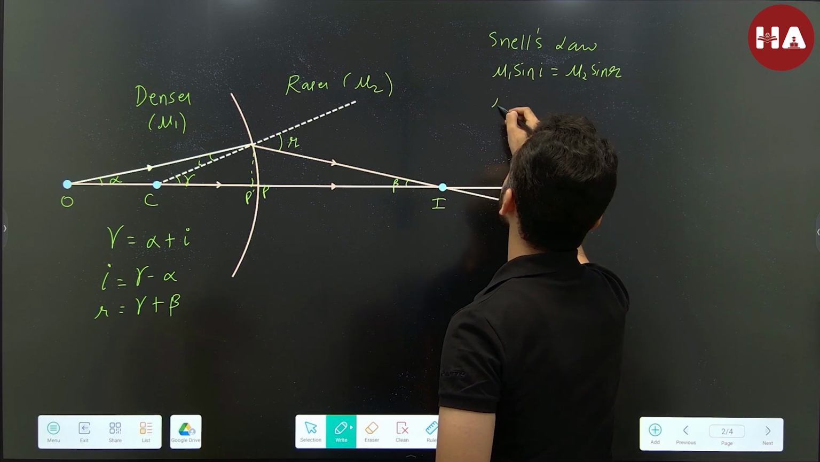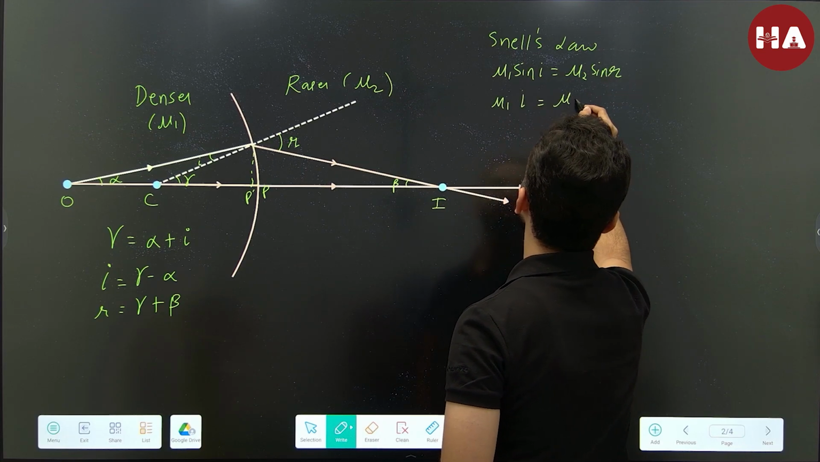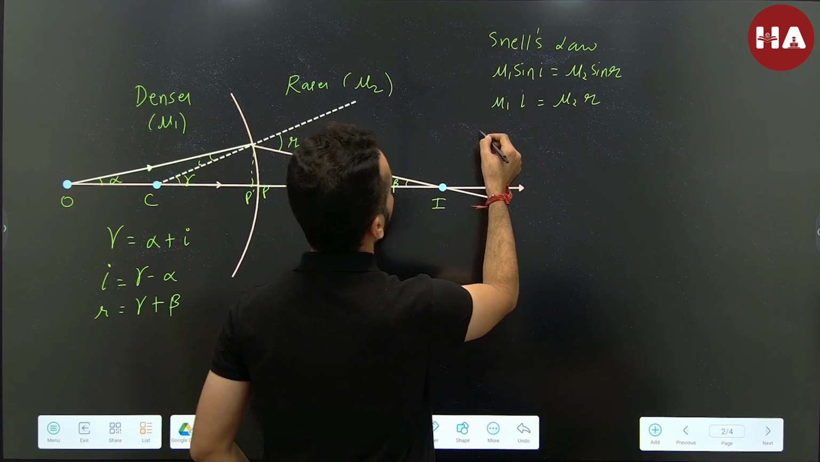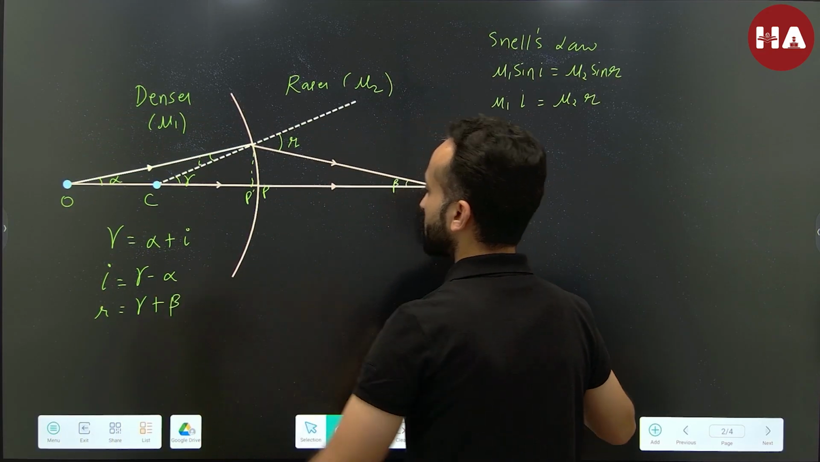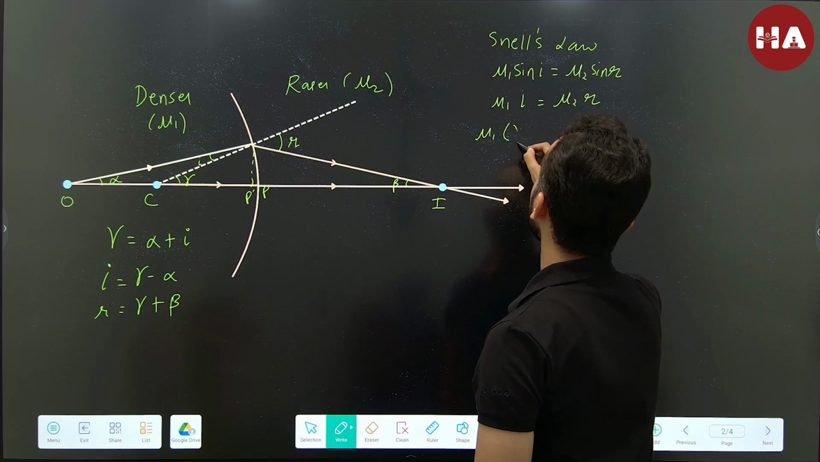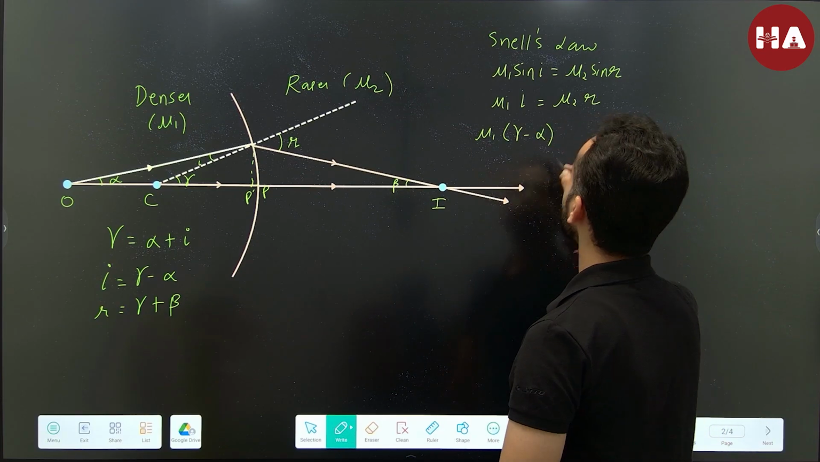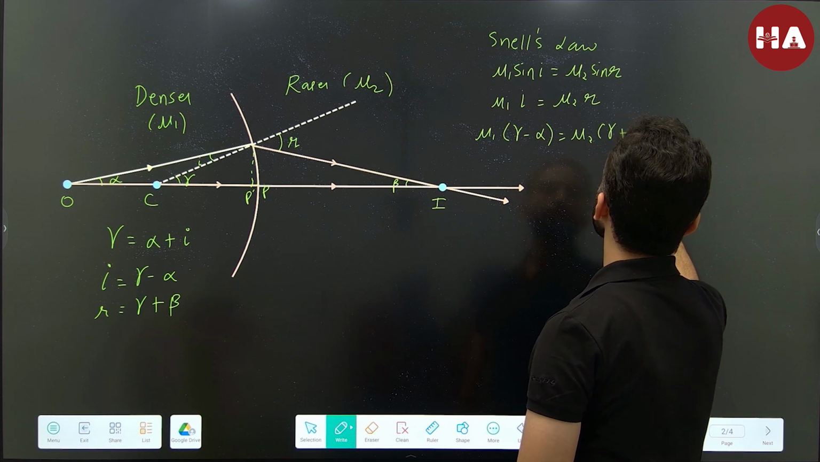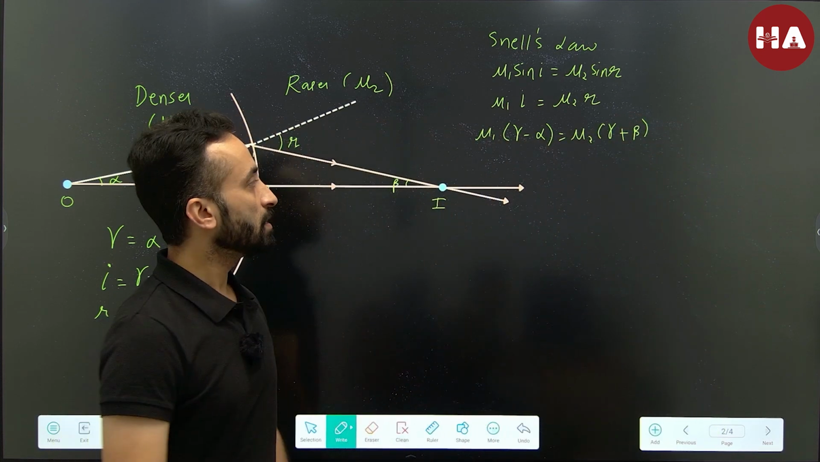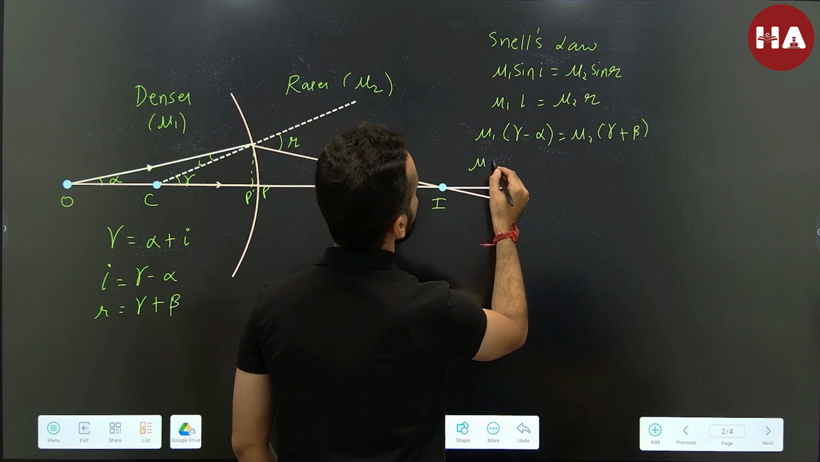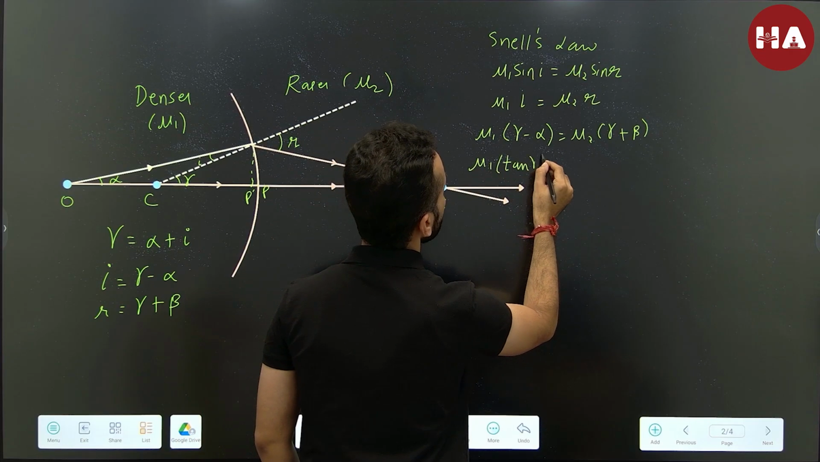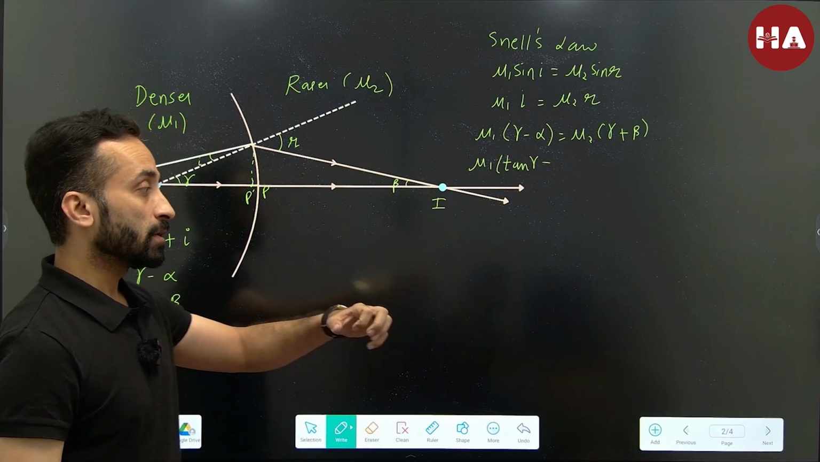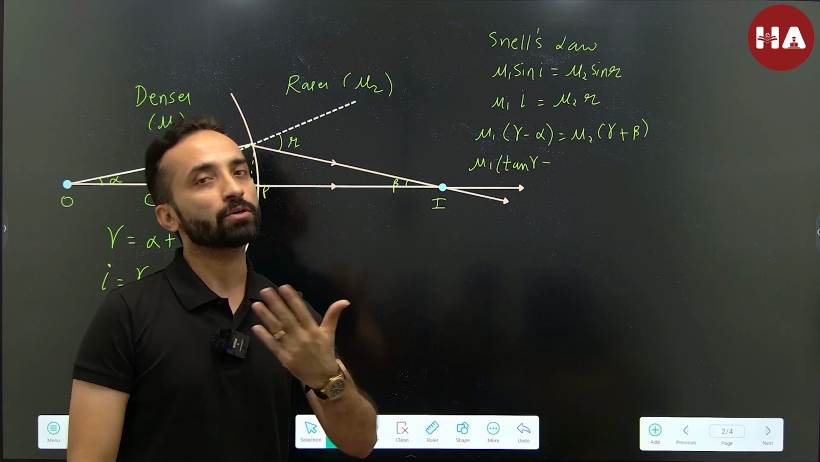Again, the same assumptions will carry forward. mu1 I equals mu2 R. Now, I can be written as, let's say, gamma minus alpha, and R can be written as gamma plus beta. Easy. Now gamma, in the very next step, I am following the same procedure, so there is no difference. It's just that I want to cover all the possibilities so that you get any of the derivations, you should be able to derive it.